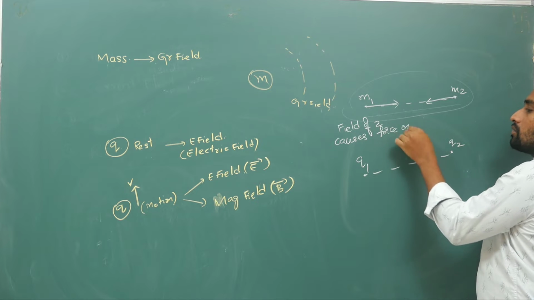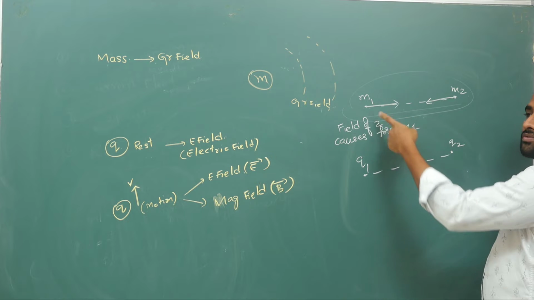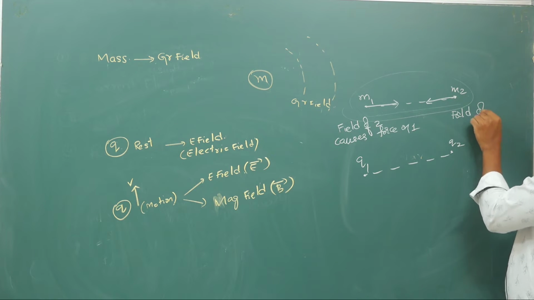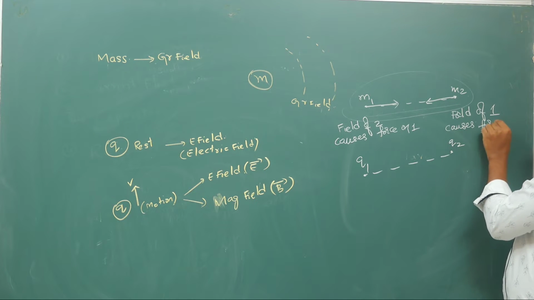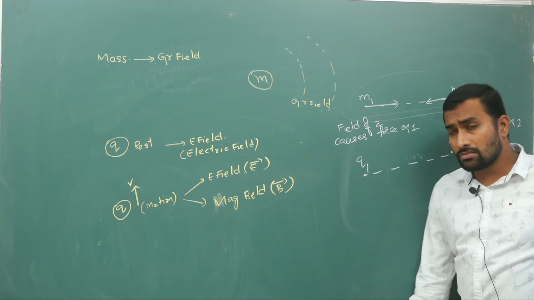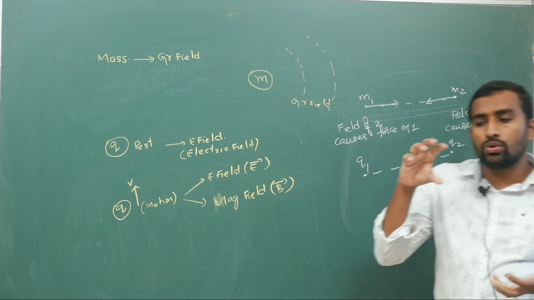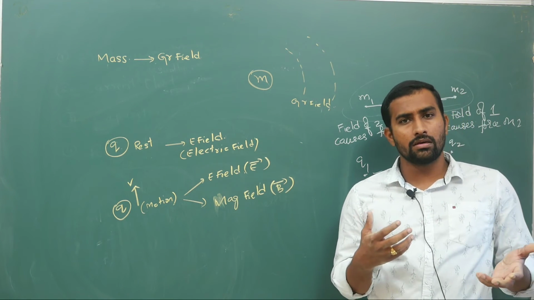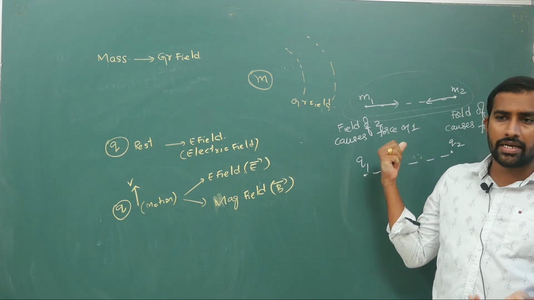Field of 2 causes force on 1, even in this case or in this case, in case of mass or charge. Similarly here, field of 1 causes force on 2. So here my point is, you do some observation in physics, you will observe something, and to justify why that is happening, you bring the idea of field.